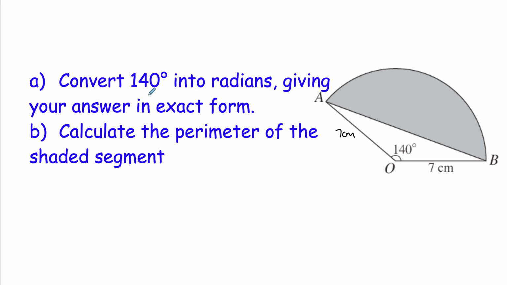Again, they're asking us to work out the angle in radians first, because they want us to use the r theta and the half r squared theta formulae rather than having to worry about theta over 360. We've been asked for it in exact form this time. So 140 degrees is going to be equal to 140 times pi over 180. That's going to be 14 pi over 18, which cancels down to 7 pi over 9.